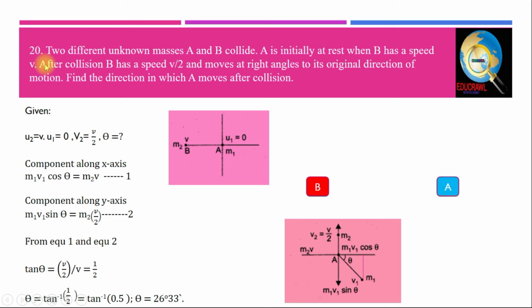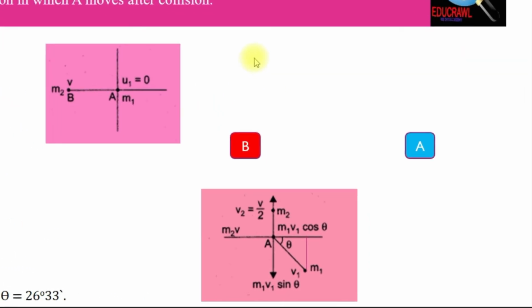The 20th problem. Two different unknown masses A and B collide. A is initially at rest and B has a speed of v. After the collision, B has a speed of v/2 and moves at right angles to its original direction of motion. Find the direction in which A moves after collision.